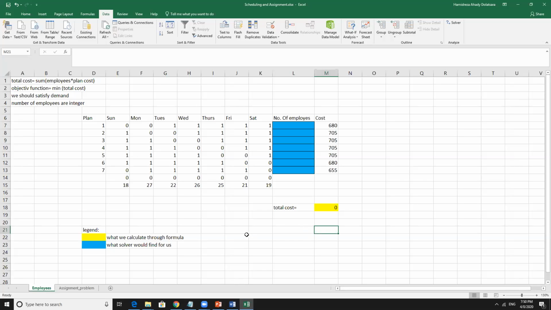Okay, so the next part is just total cost. If you know how many employees we have from each plan, we just multiply by the cost of each employee from each plan, and it gives us the total cost. If you click on the total cost cell, you can see it's just equals SUMPRODUCT of the number of employee columns and the cost column.